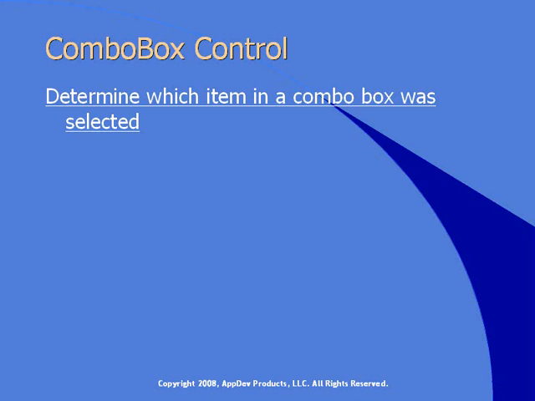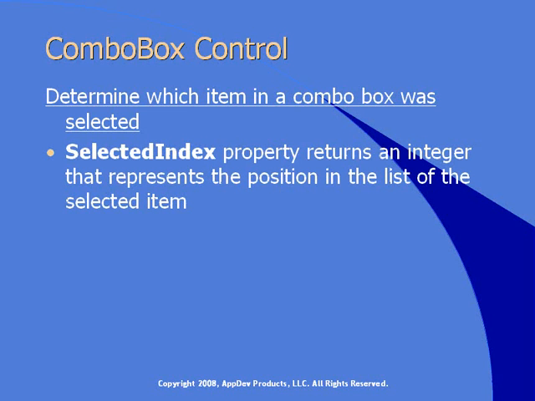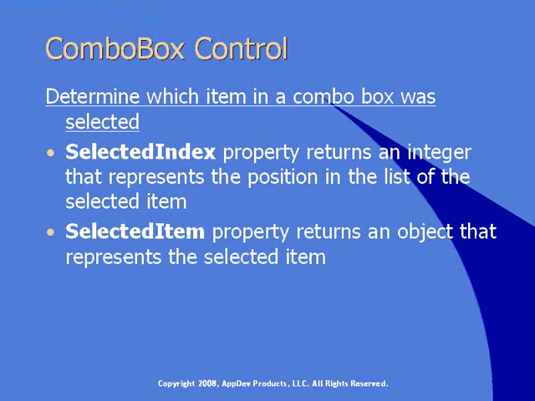Next thing you'll want to do is know which item was selected, because again, the combo box gives the users the ability to make a selection. So which item was selected? You can use the selected index property of the combo box, and that's going to return an integer representing the position in the list of the selected item. And it's zero based, so if the user selects the first item in the list, then selected index will be 0. You can also use selected item, and that property returns an object that represents the actual item that was selected. So that gives you the ability to tell which item was selected.